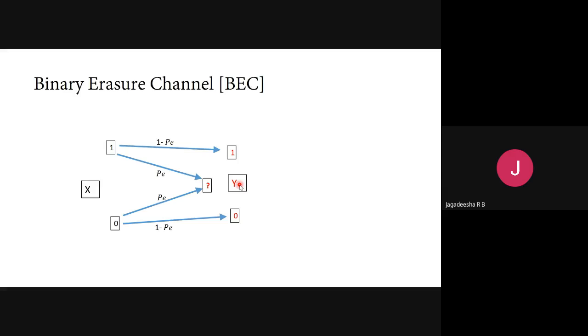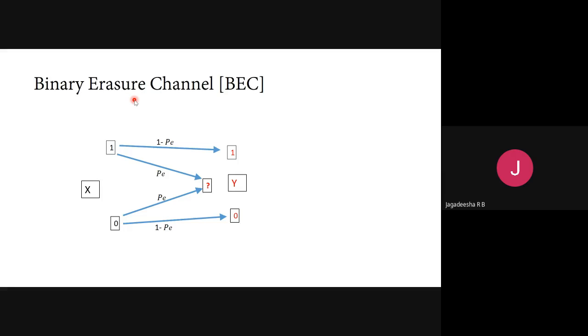A receiver will ask for retransmission using a feedback channel, then the transmitter will retransmit it, and this process continues until the receiver comes to a definite conclusion whether 1 was transmitted or 0 was transmitted. So as a result, we can call this an errorless channel, or it's also primarily called an erasure channel.